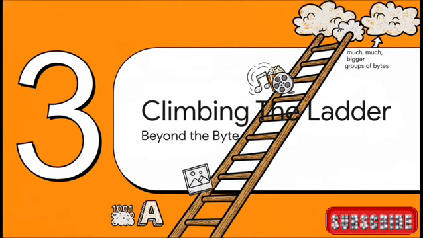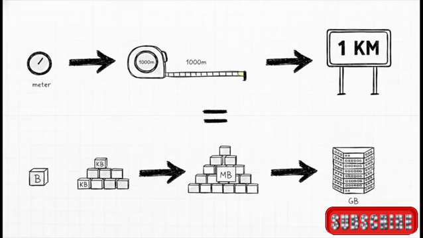Okay, so we've gone from a single switch to a single letter, but what about all the other stuff like photos or songs or movies? Well, for that, we need to start climbing the data ladder and talk about much bigger groups of bytes. The way we do this is actually something you're already familiar with. Just think about how we measure distance, right? We don't say something is 1 million millimeters away, we say it's 1 kilometer. We use prefixes to make big numbers manageable.